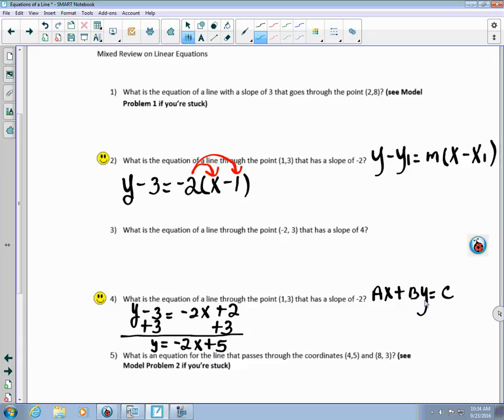But I don't want it like that. I want it like this. So what's the one more step that I need to do? Add 2x. Very good. So 2x plus y equals 5.